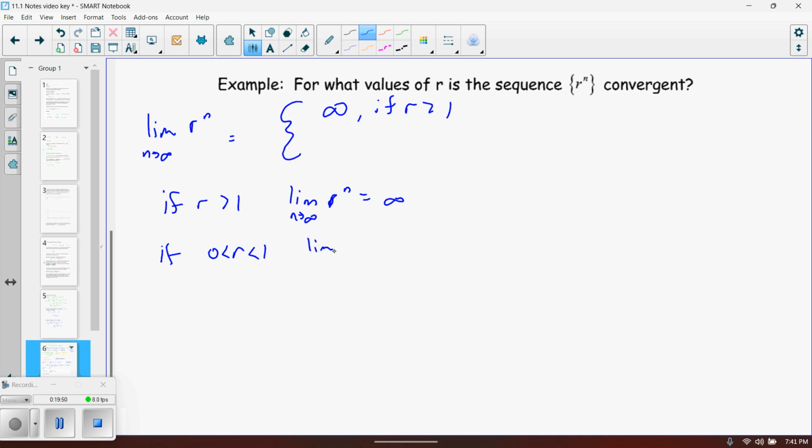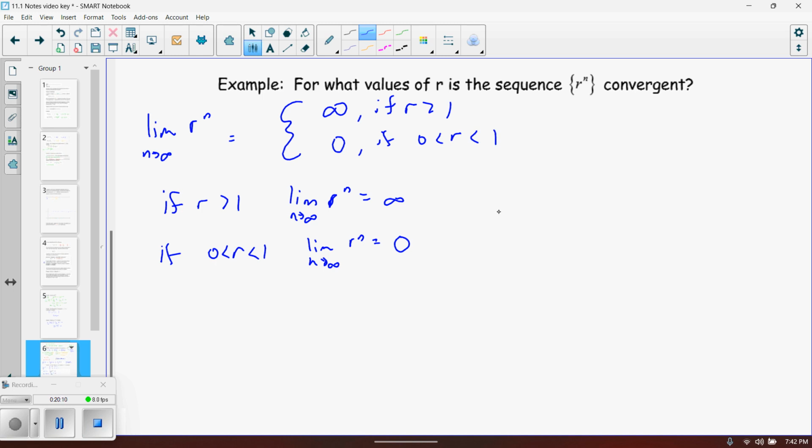So the limit as n goes to infinity of r to the n here would be 0. So we're going to get 0 if 0 is less than, oops, not less than or equal to, is less than r is less than 1.